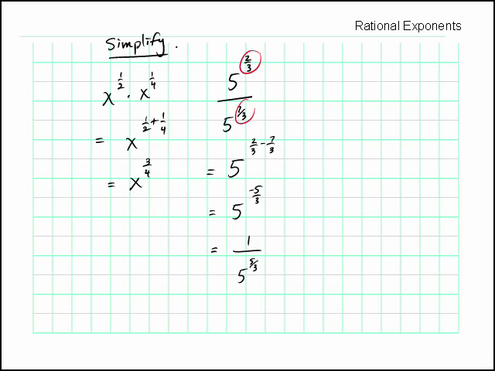Here's some more. 11 to the 3/4 times 11 to the 5/4. We add our exponents together to get 11 to the, this is supposed to be a 4 here. Let's fix that. 3/4 plus 5/4 is 8/4. And 11 to the 8/4, that's the same as 11 squared, which is 121.